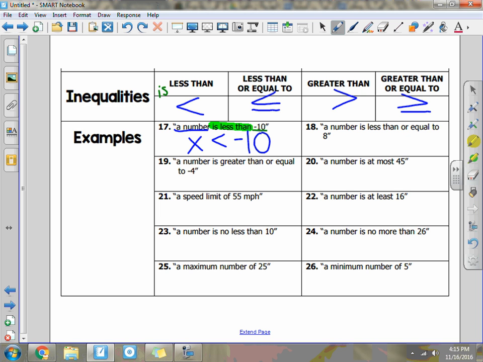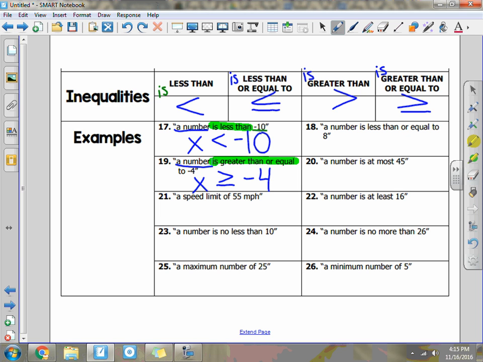Let's try a little bit of a trickier one. Number 19 says, a number is greater than or equal to -4. So this one has a whole bunch of words going on there. I see that word is, but I have greater than coming after it. So that means that I have a whole bunch more. It's not just an equal sign. Go ahead and write in your is's. Forgot to keep that going. So I'm going to take my mystery number, x. This one is greater than or equal to, so I'm going to use my greater than sign with the equals bar underneath, -4.